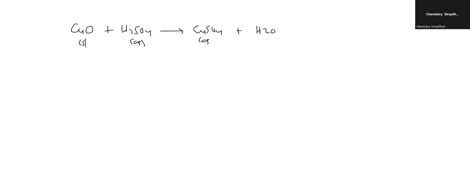Water is liquid. What should I do? They will give that in the question. Okay, now what should I do? Step 1: add excess copper oxide to sulfuric acid. Step 2: filter off the unreacted copper oxide. So H2SO4 is used up and copper oxide is removed.